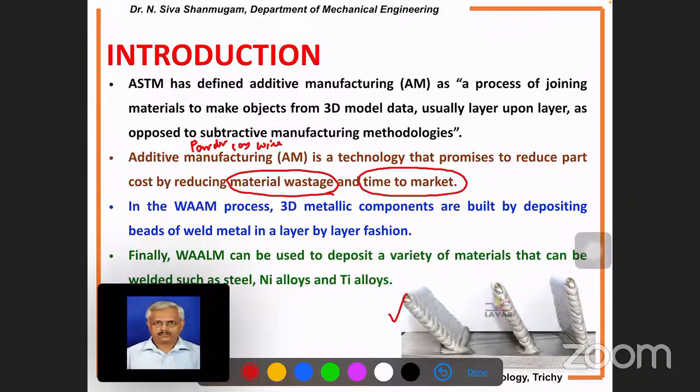That is clearly depicted in this picture. You see, it has been oriented at different angles. Correct, sir? It may be very close to about 60 degrees. It is very close to about 75 degrees. It is very close to 85 degrees.